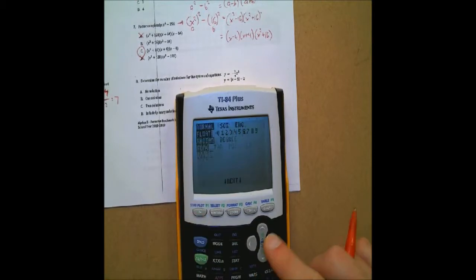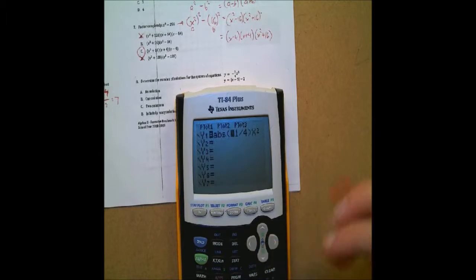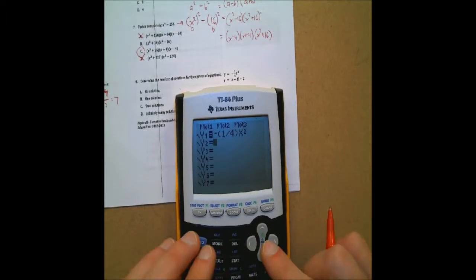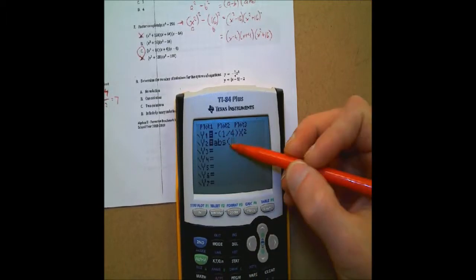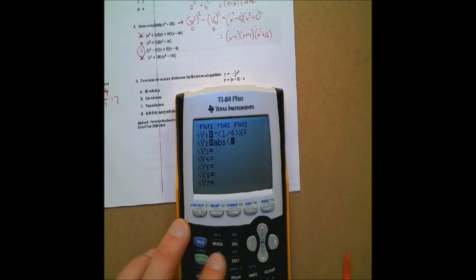Math, math, num, abs. Oh, darn it, I put it in the wrong spot. Math, num, abs. Okay. So it's going to look like that. That's the start of your absolute value symbol. You'll type in x minus 1, close a parenthesis. So that means x minus 1 is in the absolute value, and then we'll subtract the 2 on the outside.